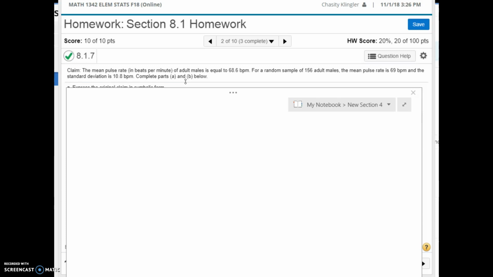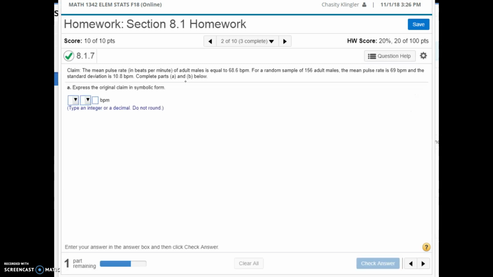Parts A and B just are going to want you to find the original claim, the alternative hypothesis, and the null hypothesis. So really, this is extra information at this point. Eventually, we're going to be doing a whole hypothesis test, and then we will need that information. But just to write the claim, you just need this first sentence. That writes the claim and tells you what the null hypothesis and the alternative hypothesis are.